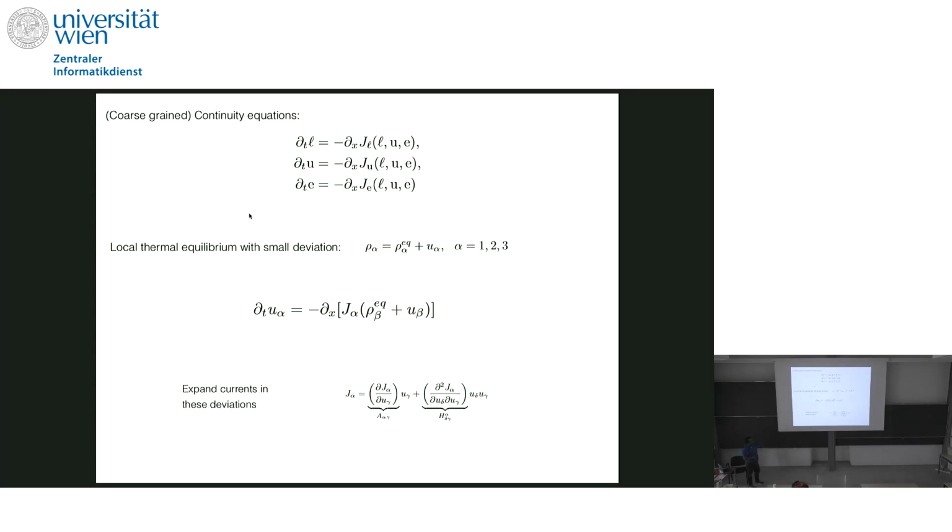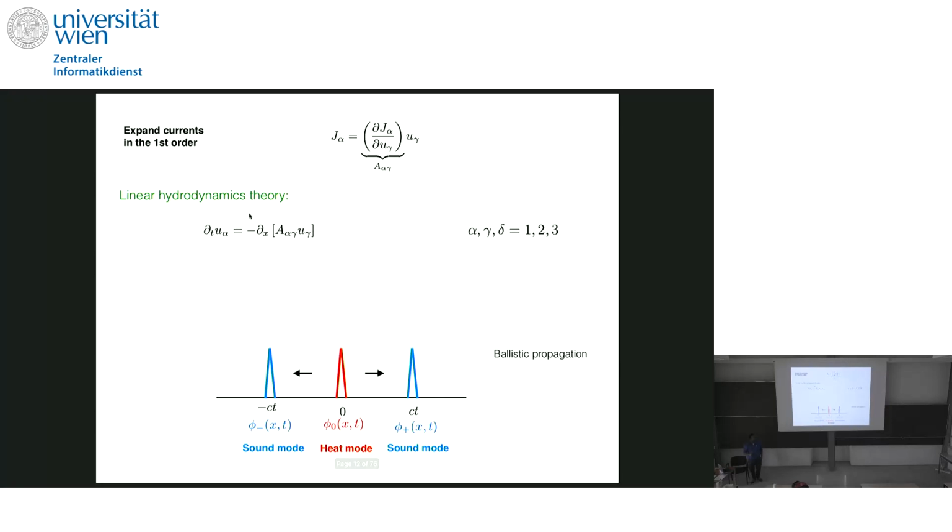Now, imagine further that this local thermal equilibrium picture is slightly deviated from an underlying global equilibrium picture, where all these densities, 1, 2, 3 is L, U, E, can be written as a global equilibrium value plus a deviation from its value. And you can expand the current in powers of these deviations like this. Let us see if we do it till linear order. So at linear order, you get this equation.